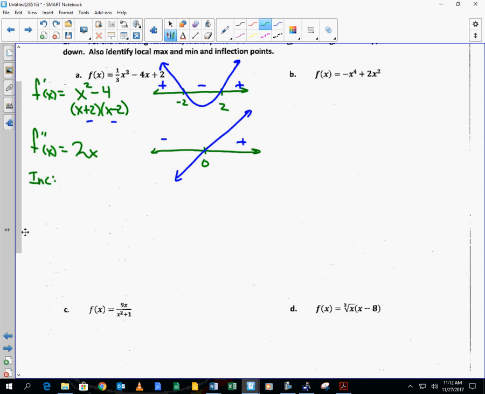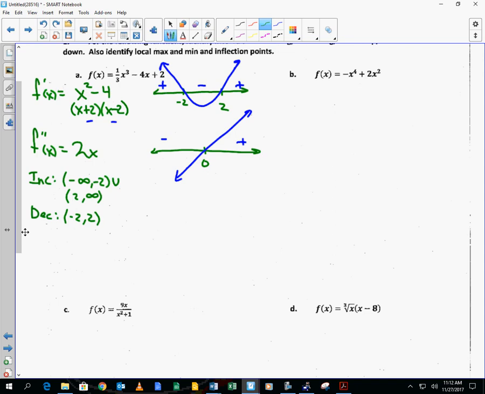Increasing, do I look at first derivative or second derivative? First derivative. Increasing from? Union with? Decreasing? Good.